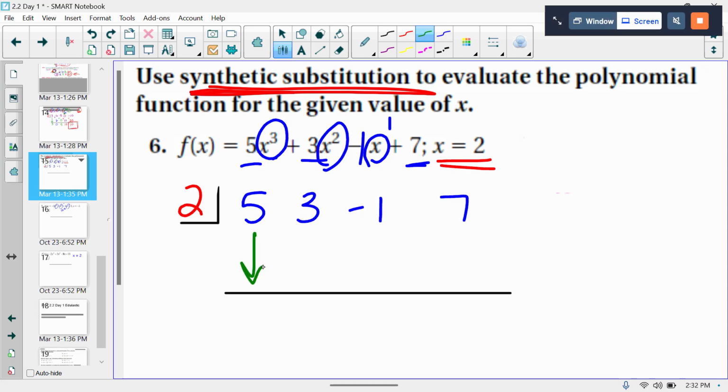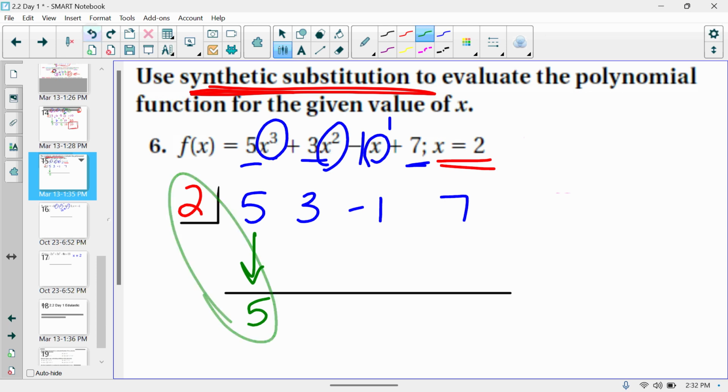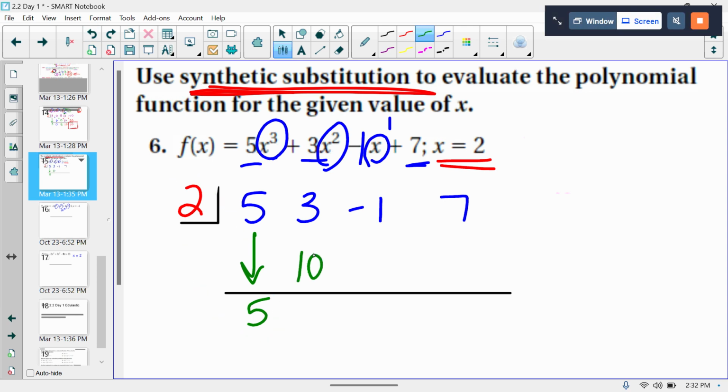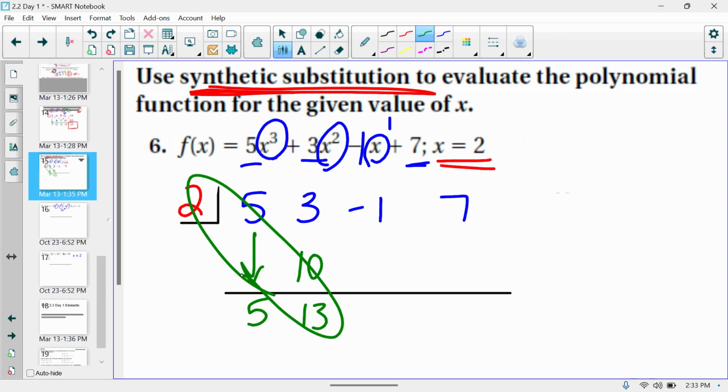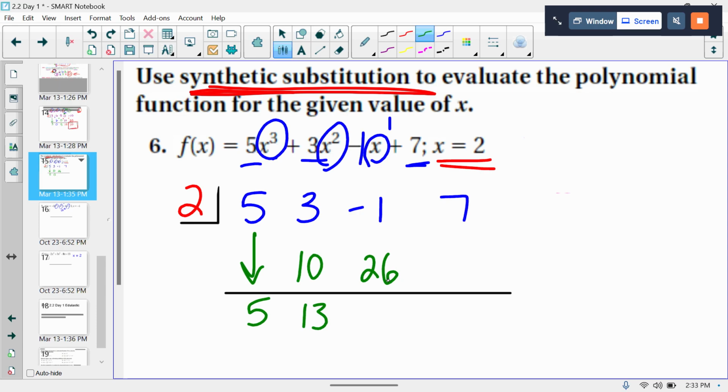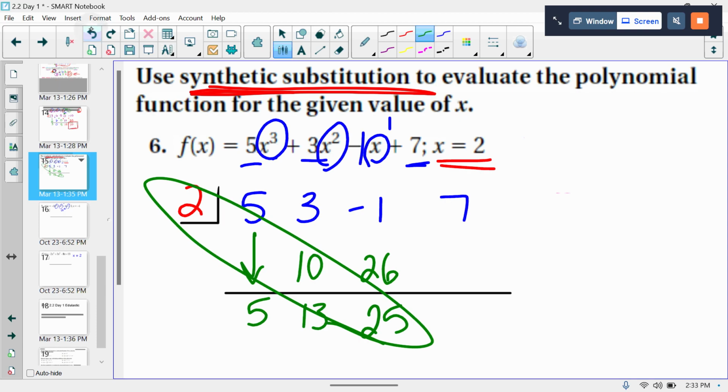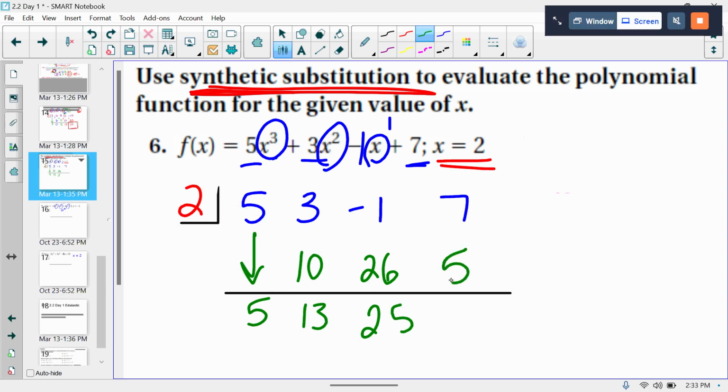Step 1, just bring this down. Then you're going to multiply 2 times 5. Then you add 3 plus 10. Then you just keep doing it. 2 times 13, 26. Then you add -1 plus 26 is 25. Again, multiply 2 times 25, 50. And then add. That's your final answer.